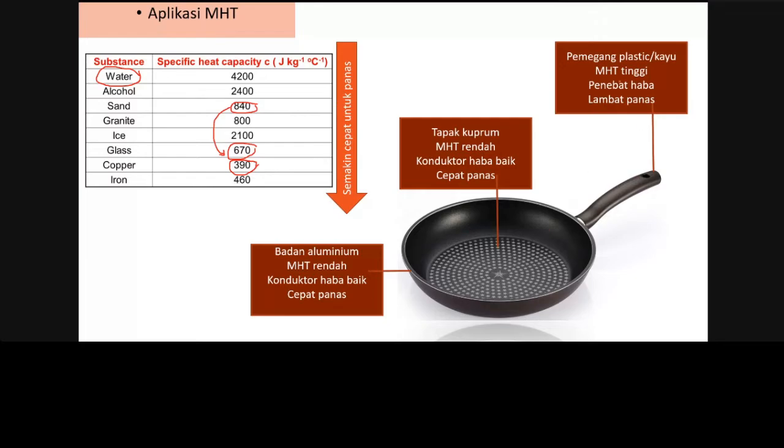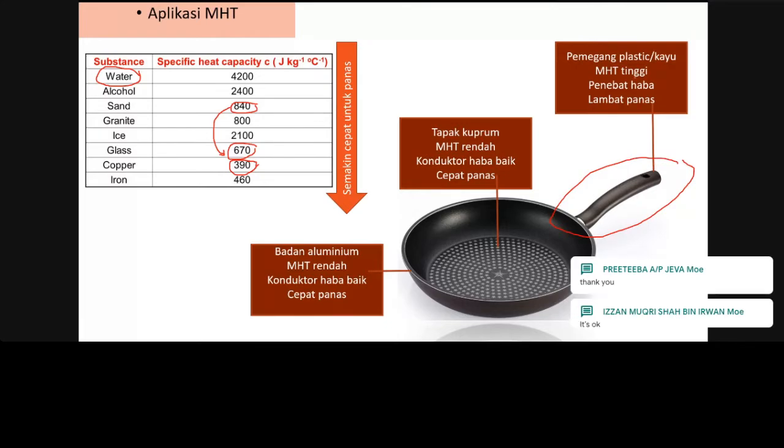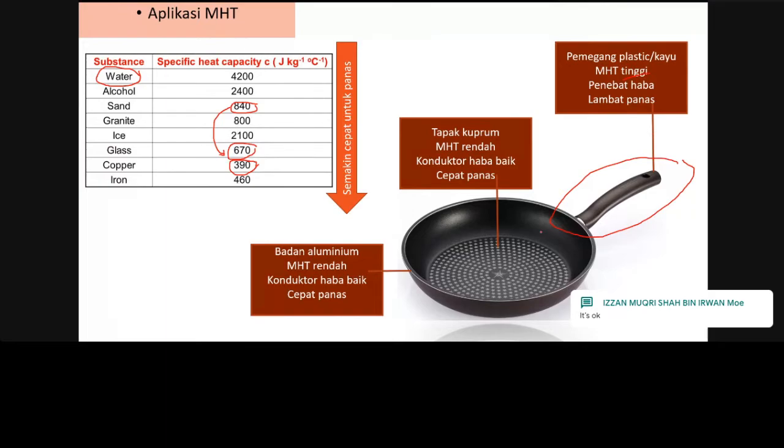Okay? Next. Okay, kita tengok sini. Normally here we use plastic pemegang. Some pan still use kayu. Okay, kenapa? Sebab muatan haba tentu dia tinggi. Bila awak masak, sini dah panas, tapi di sini kita tak nak panas sebab kita nak pegang. Okay, so muatan haba tentu tinggi means a good heat insulator. Dia lambat panas.